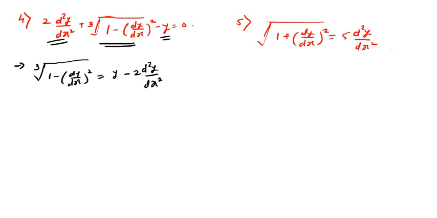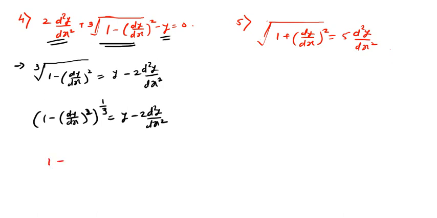Now raise the power by 3. So what will happen? This is raised to 1 by 3. This term is (1 minus (dy/dx)^2)^(1/3) equal to y minus 2 d2y/dx^2. So raise the power by 3.